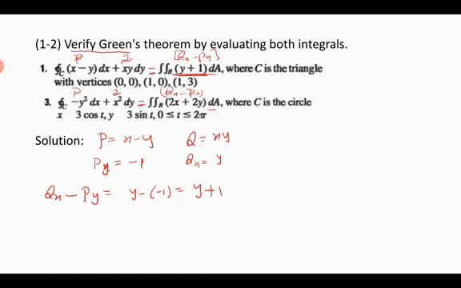You see C is a triangle with vertices. So there are three curves. What are the vertices? The first vertex is 0, 0. This is the x-axis and this is the y-axis. The second vertex is 1, 0. So this line, C1, is on the x-axis. Second, from 1, 0 to 1, 3. So this is 1, 2, 3. Assume that you are here, 3.